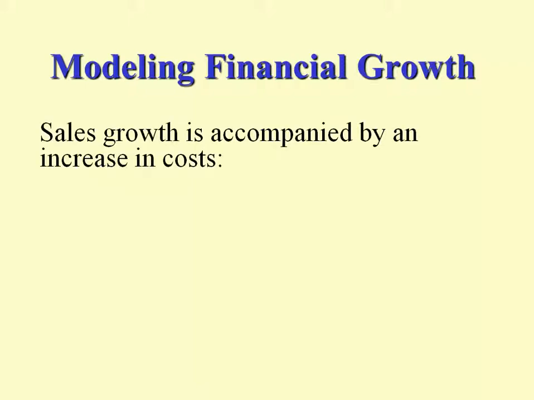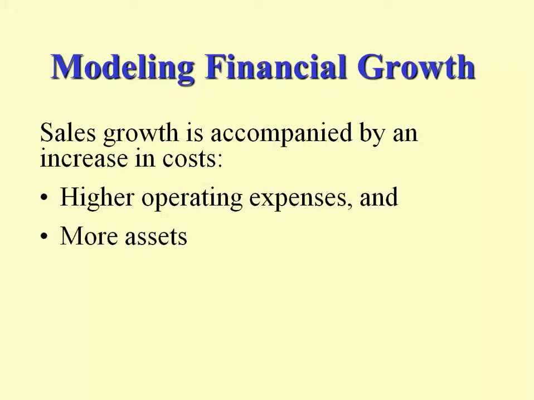In modeling financial growth, one of the most important and basic things to understand is the relationship between sales growth and an increase in a firm's costs. That is, it'll have higher operating expenses and it will also need to acquire additional assets. If a firm wants to double its sales, it's most likely going to have twice as much in the way of cost of goods sold, twice as high selling and administrative costs. Its asset base is likely going to have to double also.